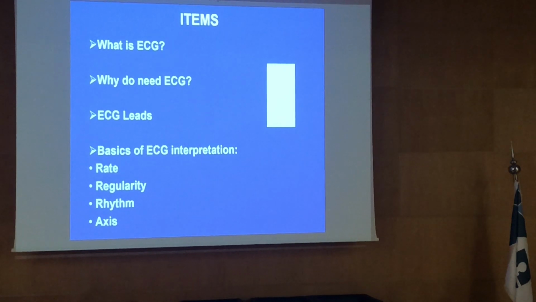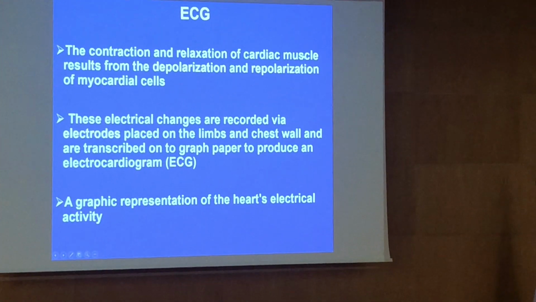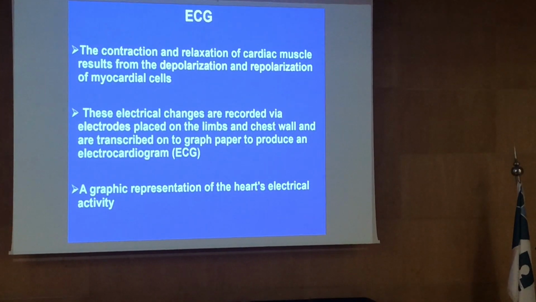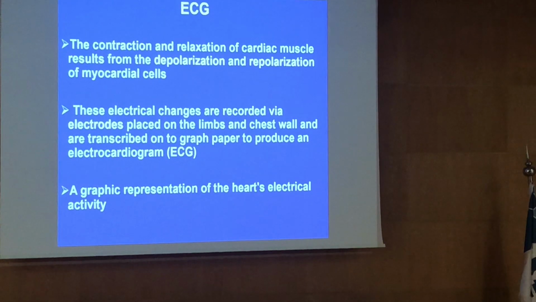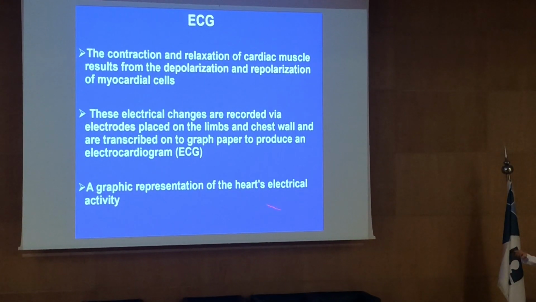What is electrocardiogram? Basically it is a graphic representation of the cardiac electrical activity. We know that what we see with our eyes is muscle contraction and relaxation. What is behind that contraction and relaxation is depolarization and repolarization in the myocardial cells. If you detect this with electrodes on the chest and on the limbs, we call it ECG. So again, it is a graphic representation of the heart's electrical activity.